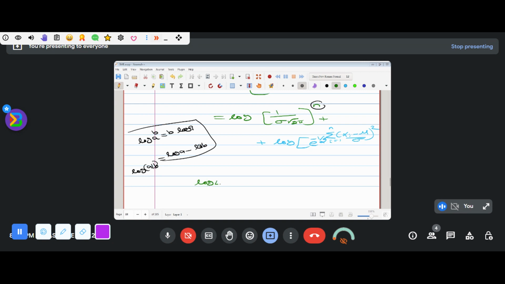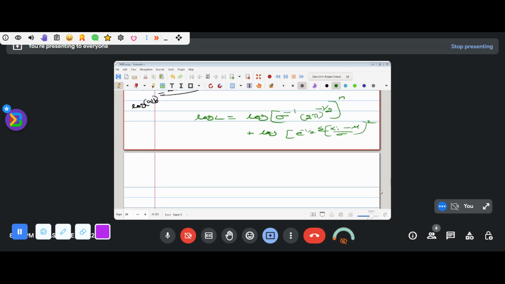Log L equals log of, this overall result moves to the numerator. That means sigma inverse, root, meaning already you know, (2 pi) whole power minus 1 by 2, whole power n, plus log of this result, same, minus 1 by 2 summation (xi minus mu) whole square over sigma the whole square.